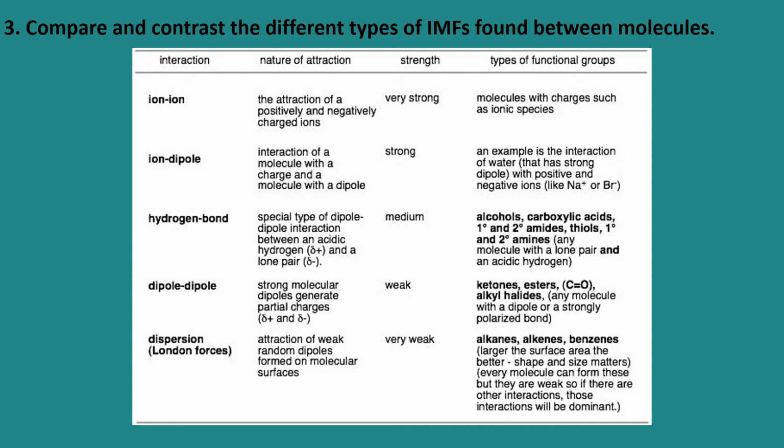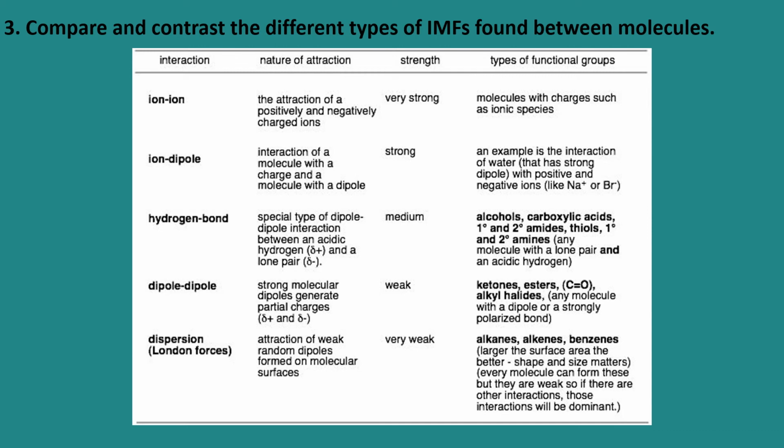Next is the ion-dipole. This is the interaction of a molecule with a charge and a molecule with a dipole. This is strong. An example is the interaction of water, which has a strong temporary dipole, with positive and negative ions like sodium and bromine. Next is the hydrogen bond, medium strength. This is a special type of dipole-dipole interaction between an acidic hydrogen and a lone pair.